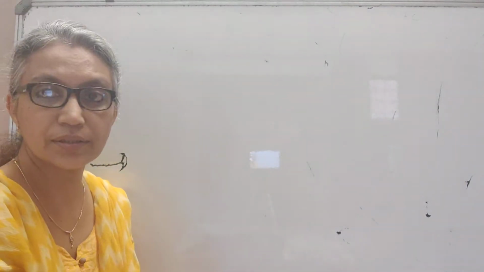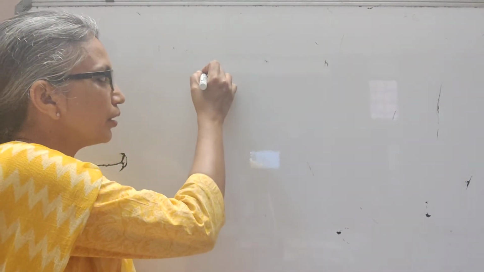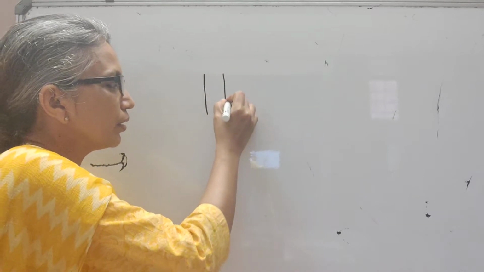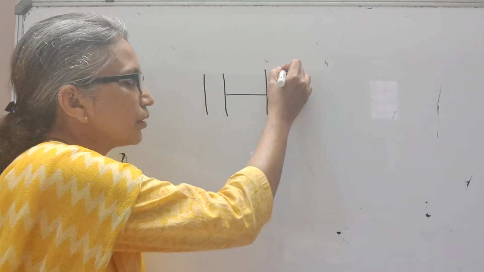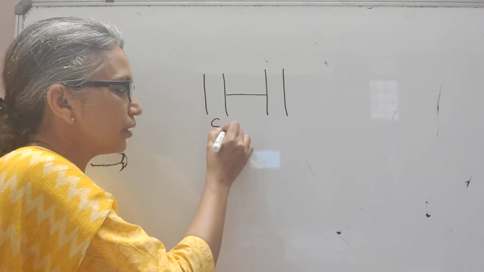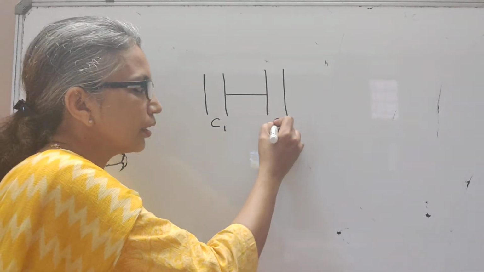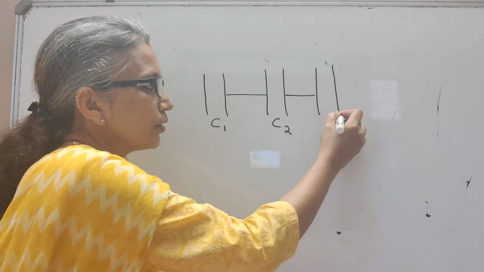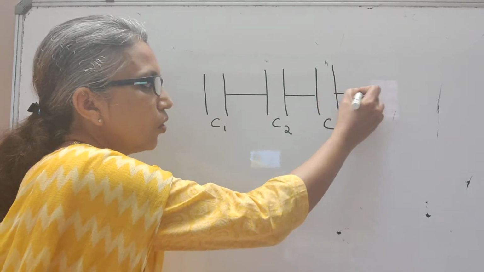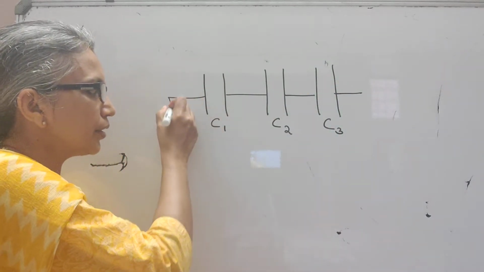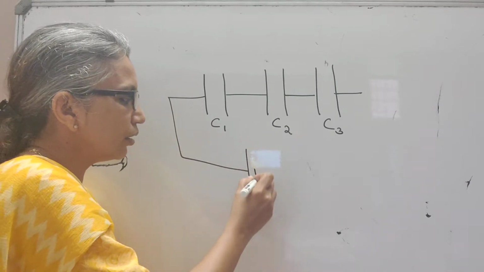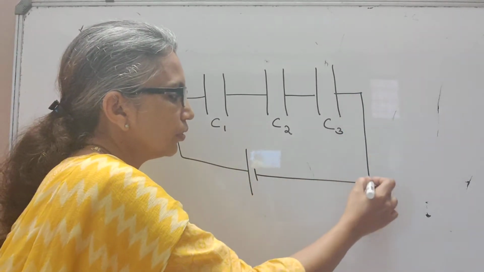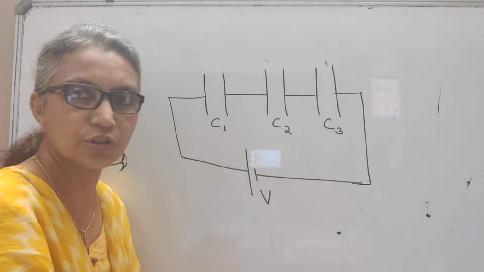Here, capacitance in series, let's consider three capacitors. The first capacitor having capacitance C1, the second with capacitance C2, and the third with capacitance C3, all connected in series to a battery of voltage V, potential difference V.